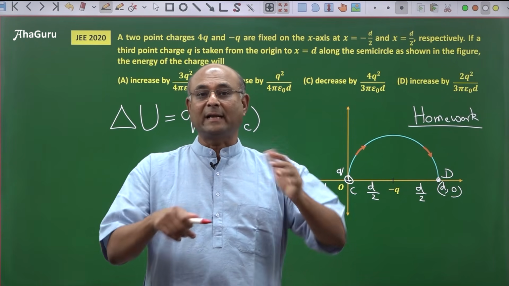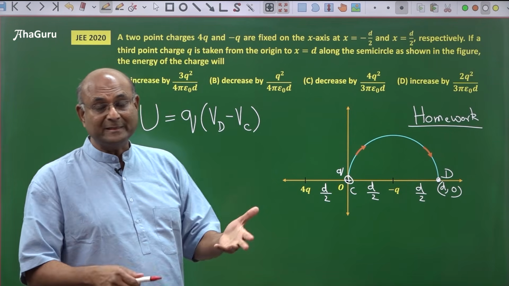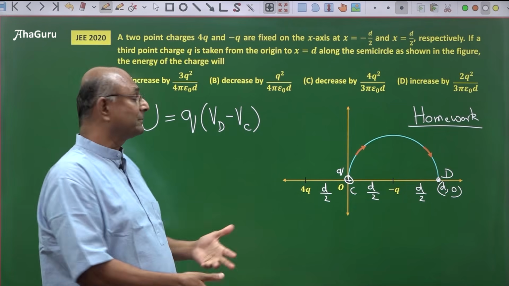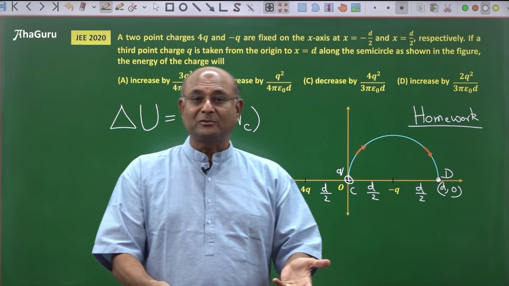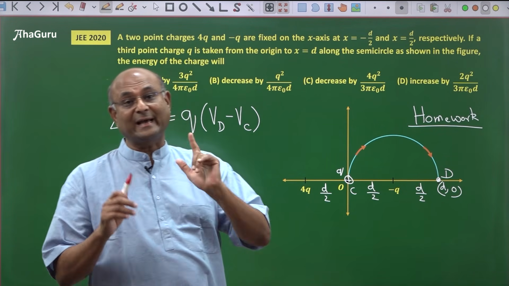Delta U is telling you the change in the potential energy. Change means final minus initial. Now if this is positive, final is more, so that means it's an increase. If this is negative, that means final is less, so that means it is a decrease. So using that you can actually choose the correct option.